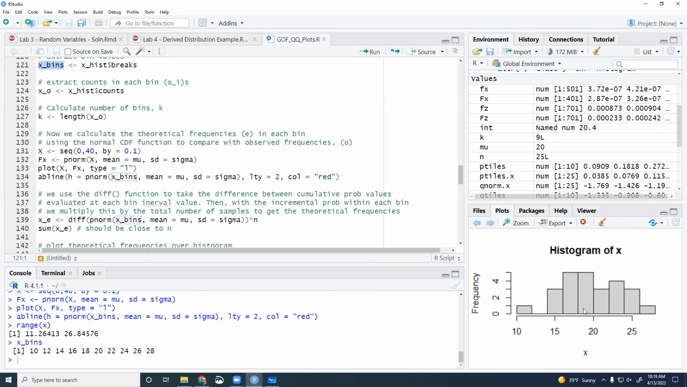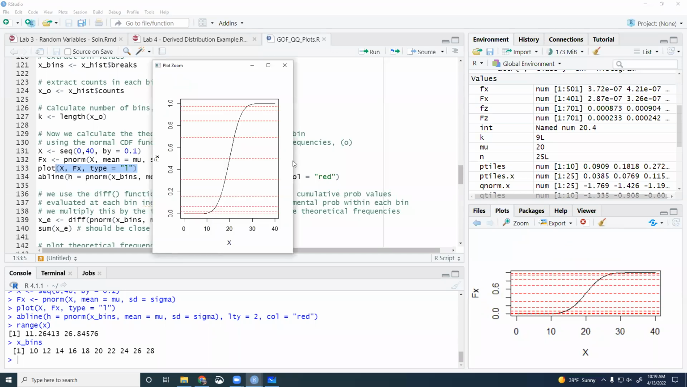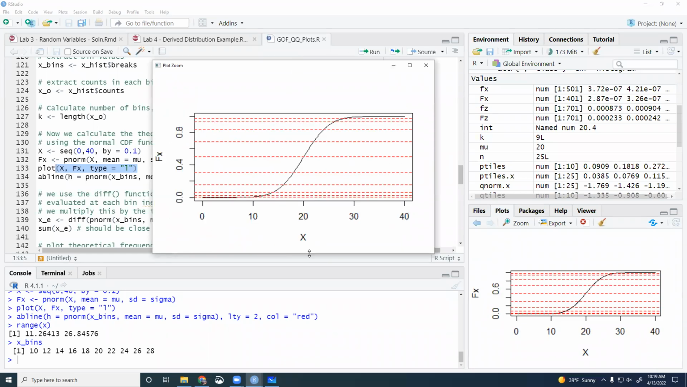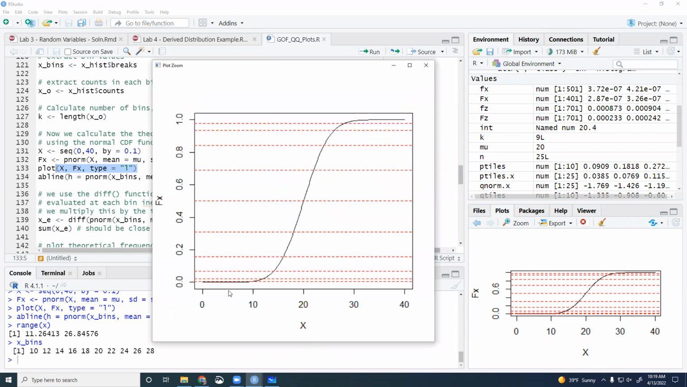But this is each side of the bin. So the dx is 2: 10 to 12, 12 to 14, 14 to 16. And then what I did here is I said, okay, now let's look at the cumulative probability on the normal distribution, the fitted normal distribution with the same mean and standard deviation. What are the cumulative probabilities of observing all of those?